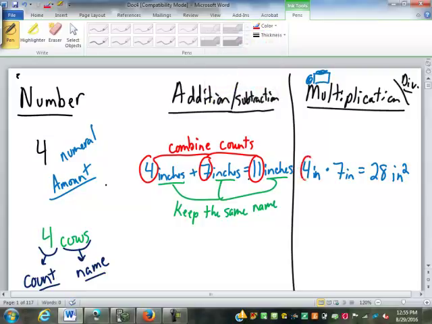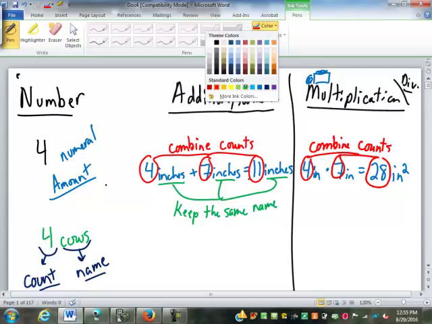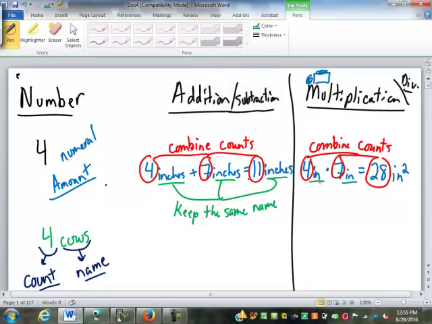So 4 and 7 are still our counts, and we still combined them. This time we're multiplying, so we combined them with multiplication. So we still combine the counts. The difference came in the names. We had inches and inches, and we ended up with inches squared or square inches. So when we multiply, we also combine the names.